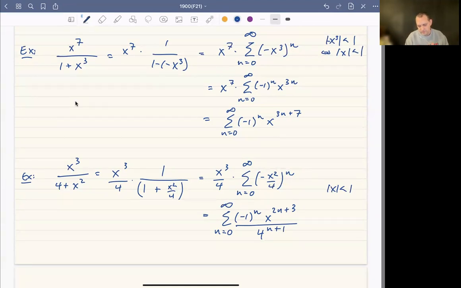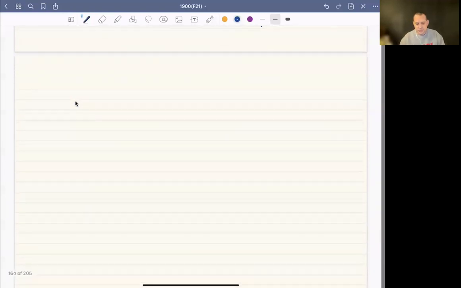So that's the first thing. That's kind of going a little bit backwards. Before, I'd give you the series and ask for the function. Here I'm giving you the function, writing it as a series. So that's the first step in this section. The next step is to talk about when is it okay to differentiate and integrate power series. And it turns out we have a theorem for that.